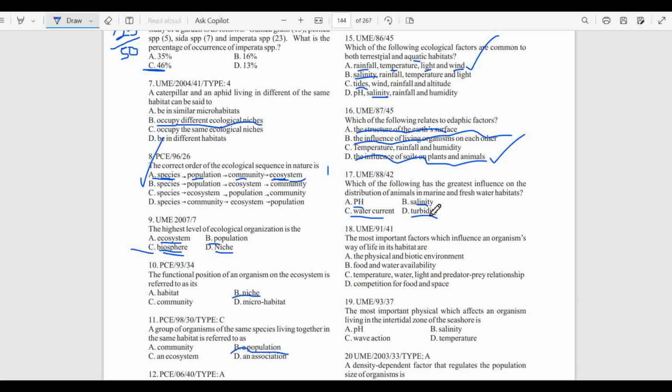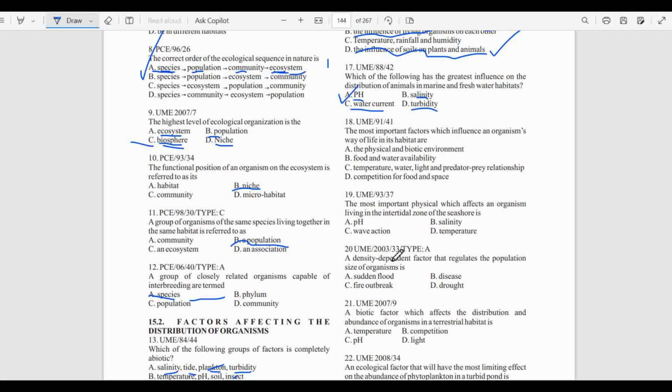But if you look at these options, I would go for pH. Yes, pH would be the right answer in this question. Reason being that pH would affect both marine and freshwater habitats. And that is the final answer.